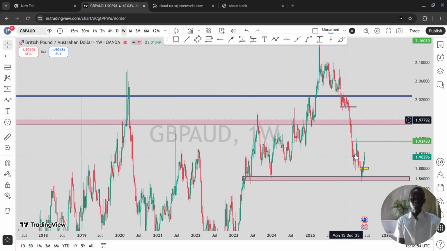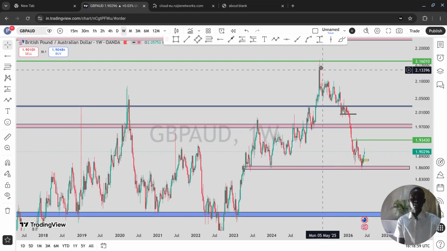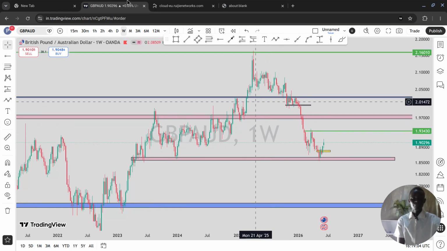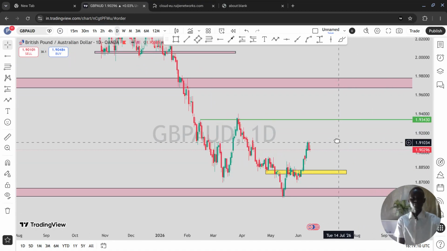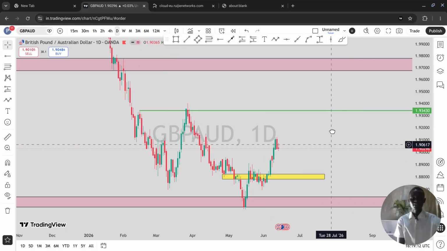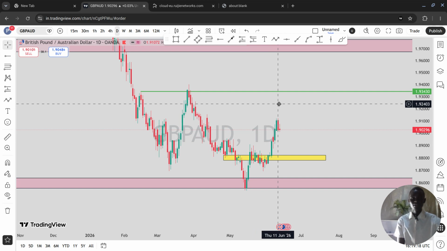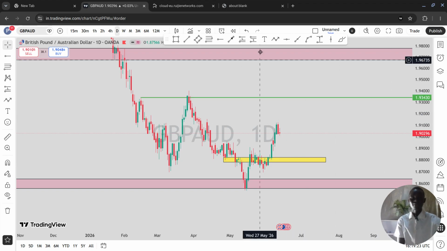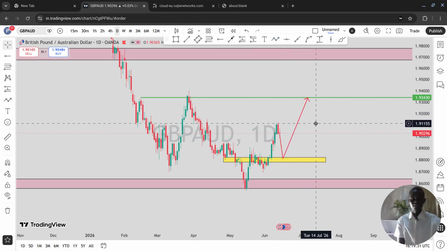This trend is still bearish. The trend hasn't changed to bullish. Anything can still happen, but this is what I'm planning to do for GBPAUD. It's pretty simple. As you can see, this is where the market came and took some time before breaking out. So if this market is to continue going to the upside, the market first has to come and retest here once more before going up.